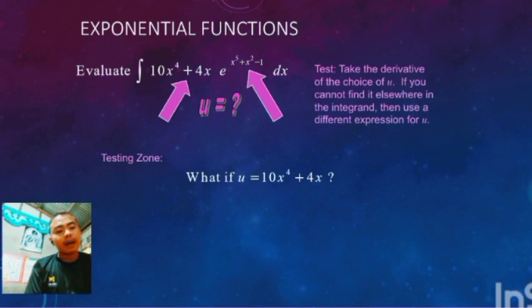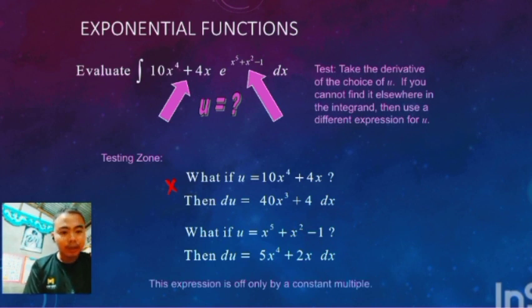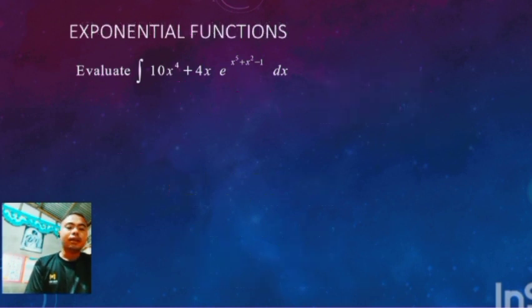So what happens if we let 10x raised to 4 plus 4x be our u? Our derivative would be 40x cubed plus 4 dx. But if we use x raised to 5 plus x squared minus 1, we get the derivative of u as 5x raised to 4 plus 2x dx. Therefore, that would be our u, and this expression is off only by a constant multiple. So for the solution, since we know which of these will be the u, we can continue.